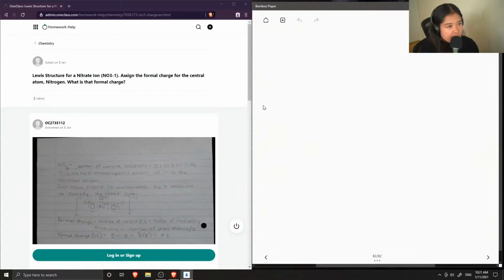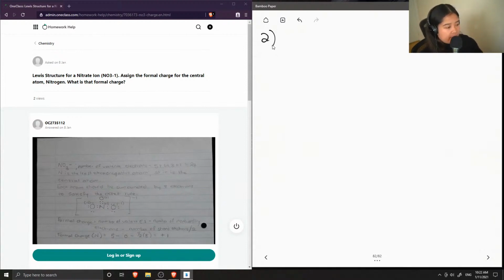Okay, so on to question number 2. Draw the Lewis structure for a nitrate ion, NO3 1-. Assign the formal charge for the central atom, which is nitrogen. What is that formal charge?